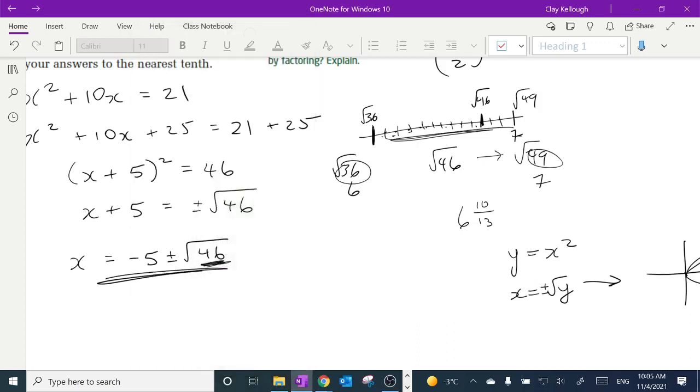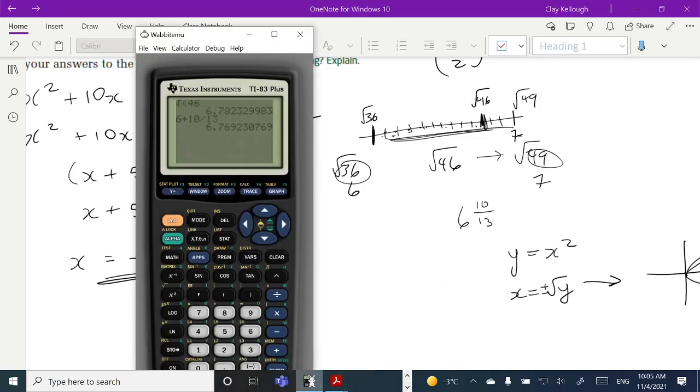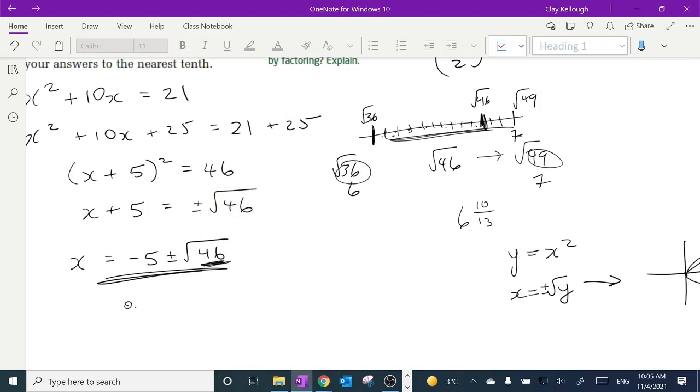If you're thinking decimals, of course you're just kind of guessing, right? You'd sort of just look at this mentally and go, well, that's around, I don't know, 0.7 or 0.8 or something. And that's what it actually is. It's 0.8. So x is approximately equal to negative 5 plus or minus 6.8.